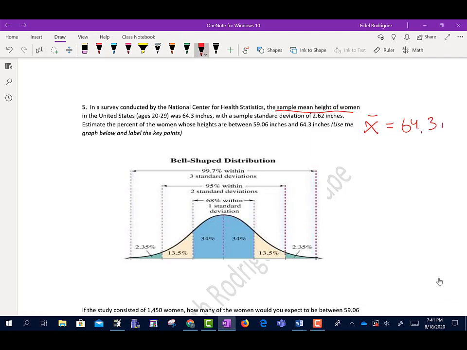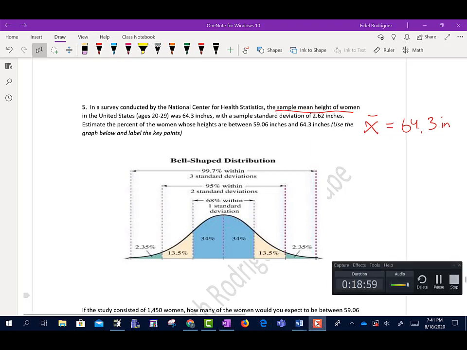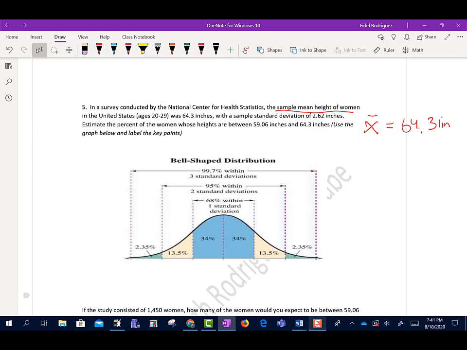Okay, 64.3 inches. There we go. Let me make sure this is still going. Yes, we're good. With a sample standard deviation of 2.62, so my S is going to be 2.62. Now it says estimate the percent of women whose heights are between 59.06 and 64.03.